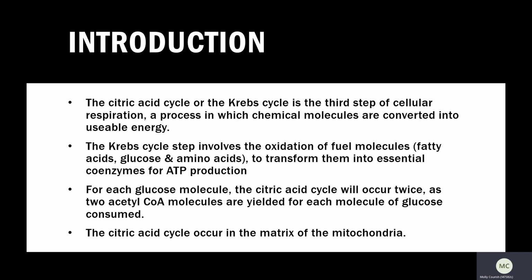For each glucose molecule that is broken down, the citric acid cycle will occur twice. This is because for each glucose molecule that enters the body, 2 acetyl-CoA molecules are yielded. Each of these acetyl-CoA molecules will go through the Krebs cycle once each, so twice total for each glucose molecule. The citric acid cycle, or the Krebs cycle, will be occurring in the matrix of the mitochondria of the cell.